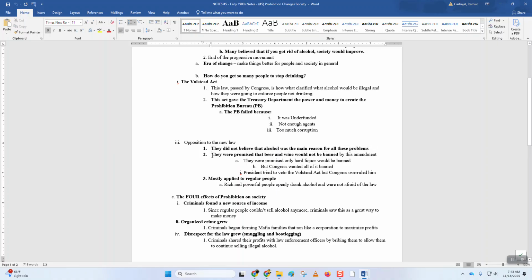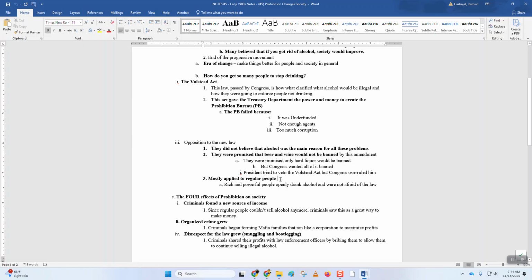Plus, when they were trying to get the support from people to say, yes, we should get rid of alcohol, they promised that beer and wine would not be touched. As in, it would be illegal to drink alcohol like tequila, like vodka, like rum, like gin, that kind of alcohol, not beer and wine. And then when Congress passed it, they banned it all. So that really, really upset people that beer and wine was part of it.